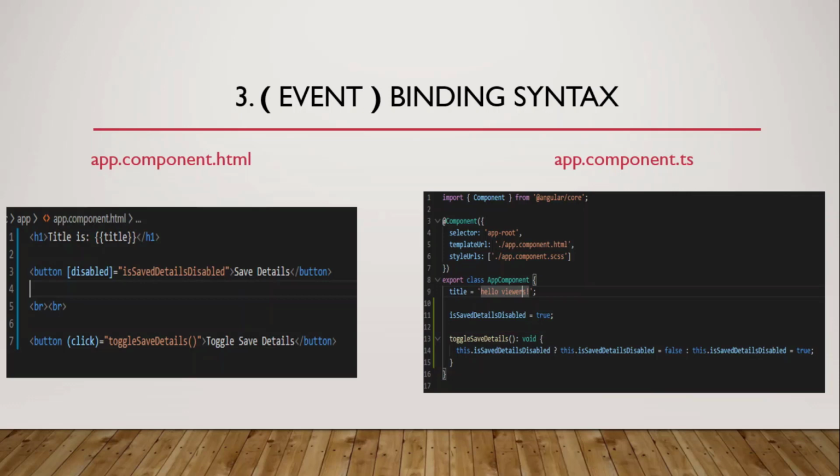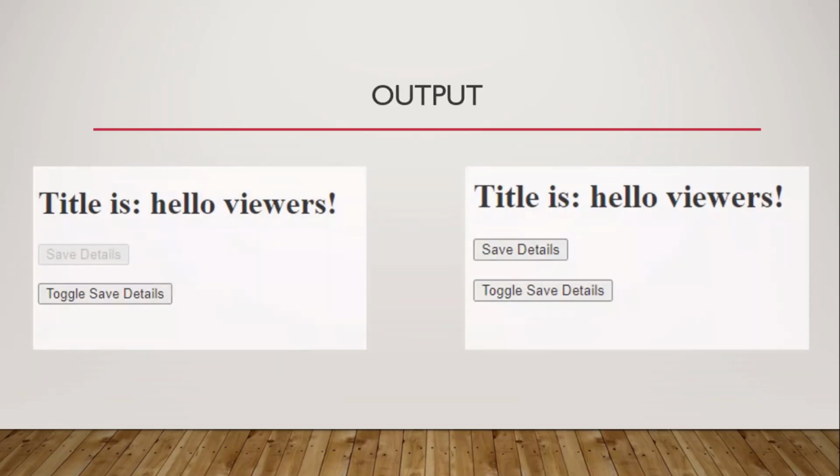If we look at the output snapshot, we can see that initially the button is disabled, and if we click on the button it becomes enabled. From this you can also see the difference between how a button looks when it is disabled and how it looks when it is enabled.